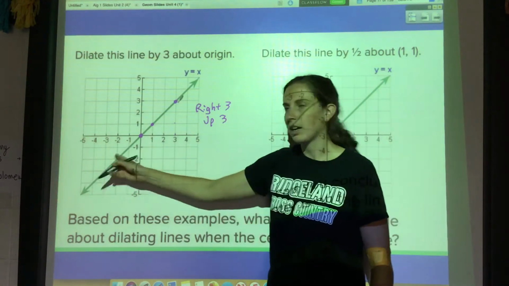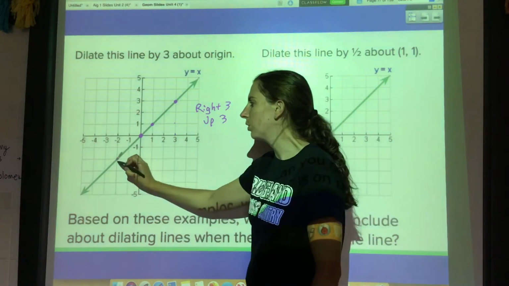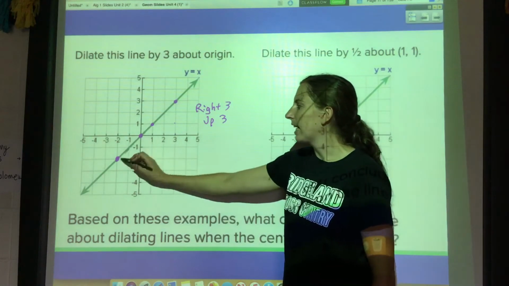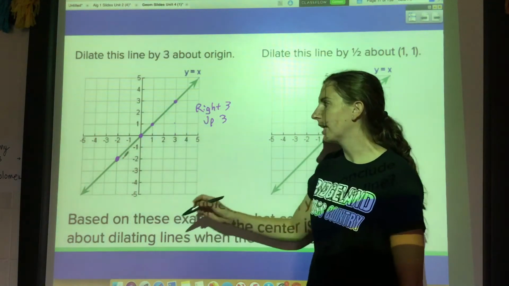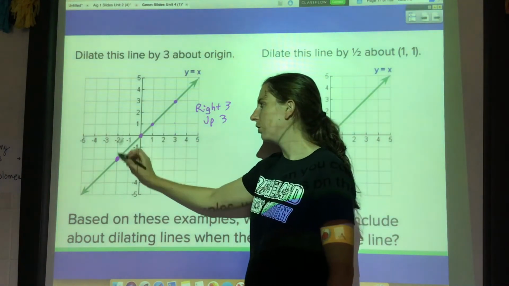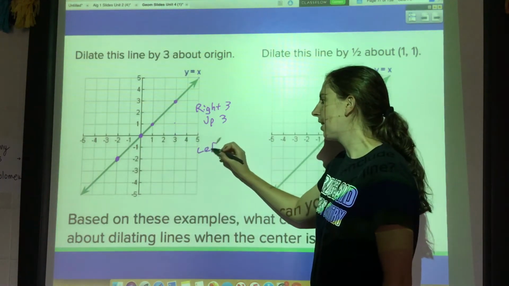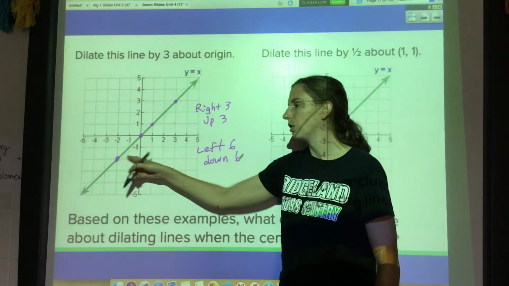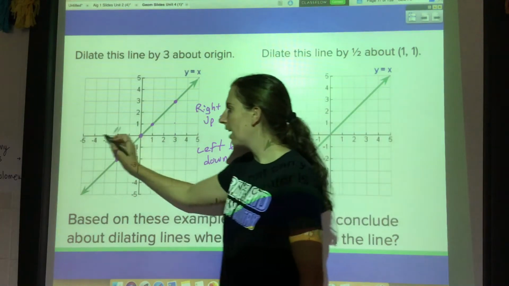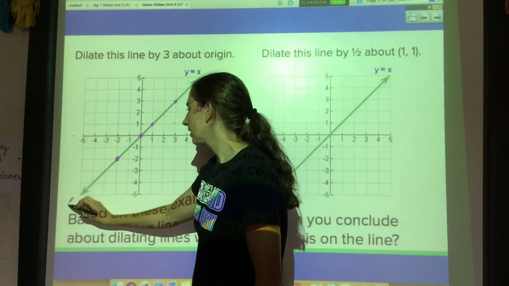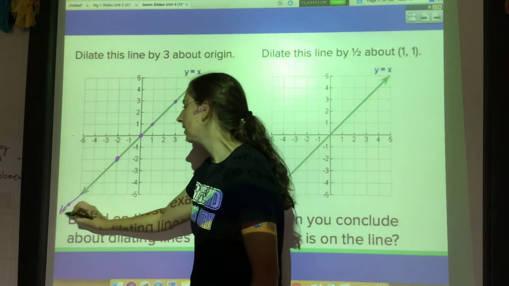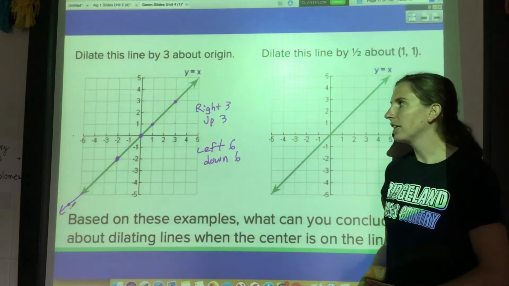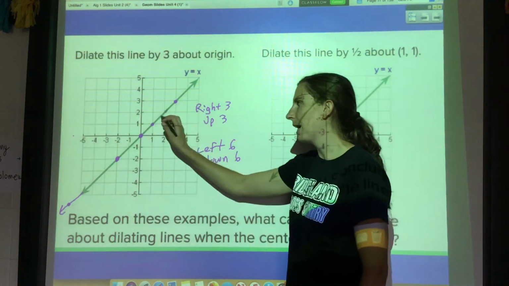Or pick a point down here somewhere, just any point, like (-2, -2). If I were going to dilate that by a factor of 3, I would again triple it. So instead of going left 2, down 2, I'm going to go left 6 and down 6, because I tripled the 2's there. So if I go left 6 and down 6, notice that I still land on the line. Basically, everything that I do is going to land back on the line.